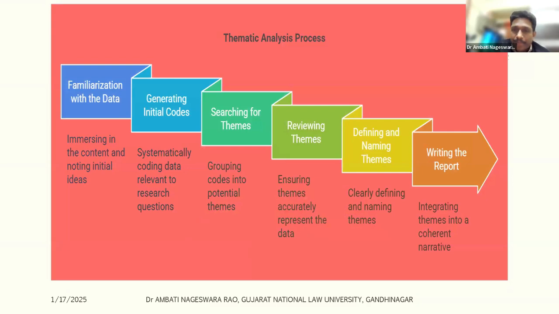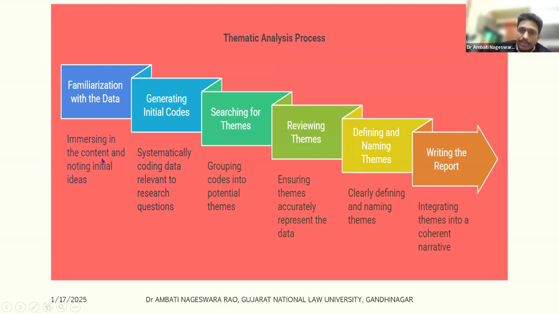By looking at this particular slide, I'm sure what I have discussed as a part of phenomenological study, as a part of grounded theory, is all more or less the same, right? Even the case study we had discussed. Even as a part of ethnography, we had discussed it. If you look at thematic analysis, you start understanding the transcription, the data that are collected. Means you start familiarizing yourself. You can't familiarize yourself by reading just one time. Read again, understand what it is all about. Okay, immersing in the content and noting initial ideas means noting initial findings.